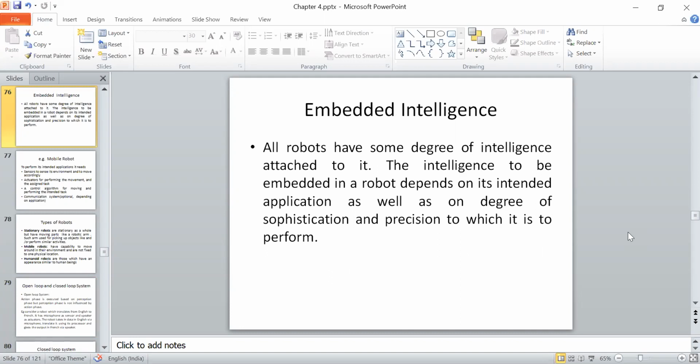And how much intelligence you want to provide to your robot depends on what kind of application you are using. A robotic arm is also a part of it. It is also called a robot, but there the intelligence is very less. You code only certain kind of information in that, and it works accordingly.